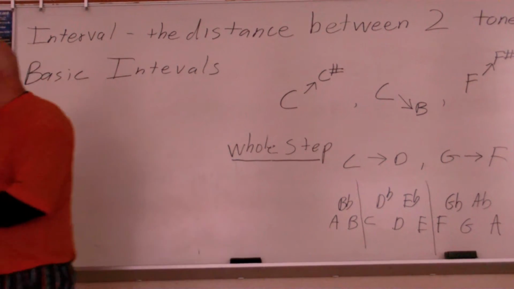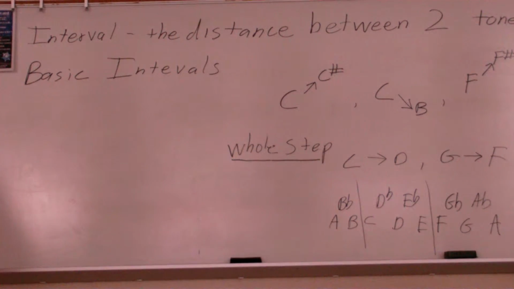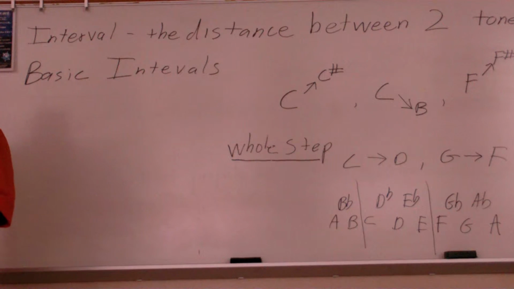When you look in your textbook, they talk about, on page 14, metrical patterns. You know, the idea that, to quote the book, the most basic pattern, known as duple meter, D-U-P-L-E, alternates a strong downbeat with a weak beat.